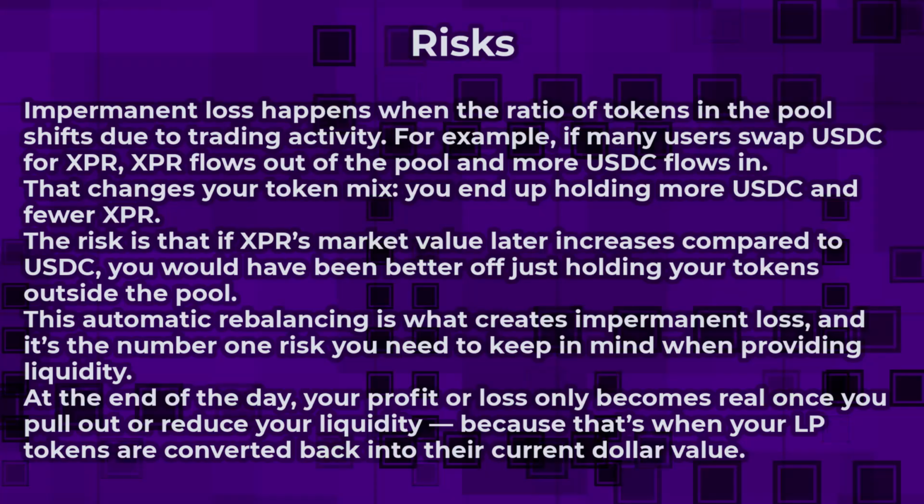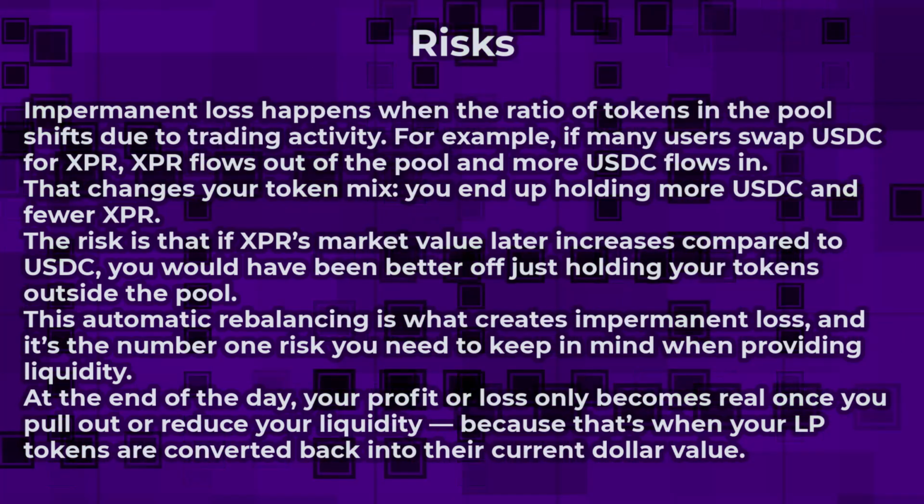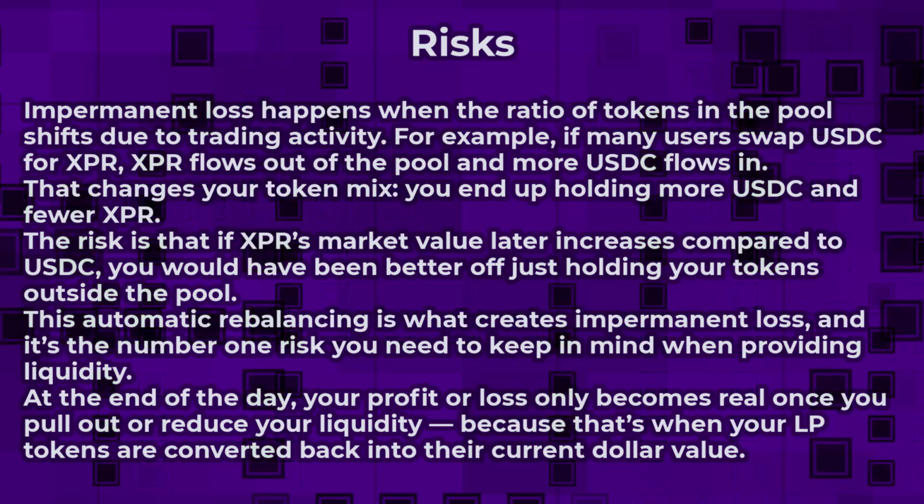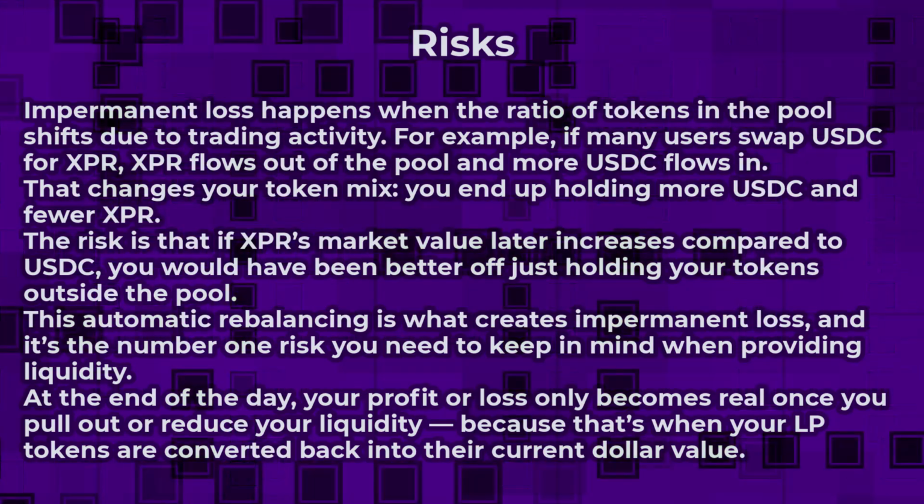This automatic rebalancing is what creates impermanent loss, and it's the number one risk you need to keep in mind when providing liquidity. At the end of the day, your profit or loss only becomes real once you pull out or reduce your liquidity, because that's when your LP tokens are converted back into their current dollar value.